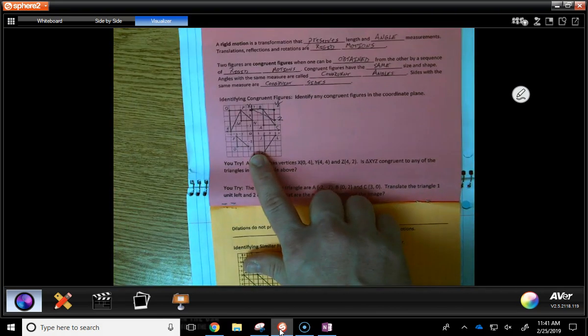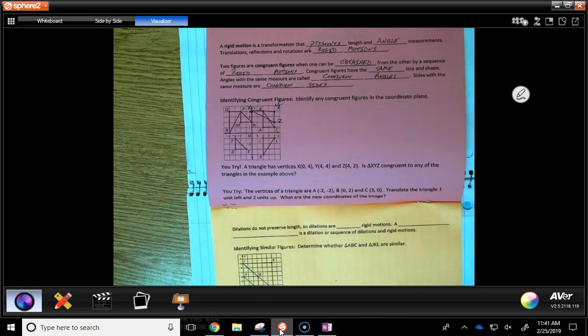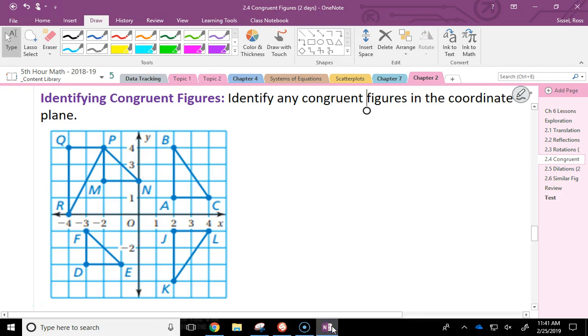Still in your foldable. We're right here. Here's the question that I'm asking you. You should be in your foldable. Troy, please follow along with me. You can lose your trace paper, then you can't be using it. Be on your foldable, please. On that pink sheet, it says, identify congruent figures. Identify any congruent figures in the coordinate plane.